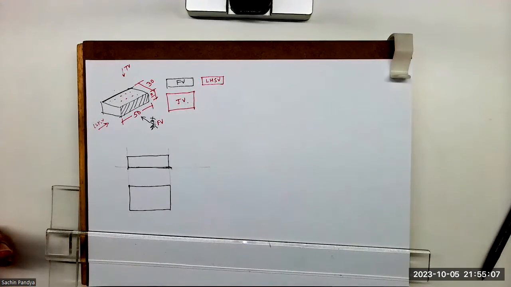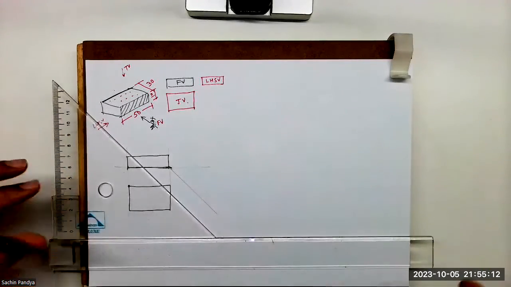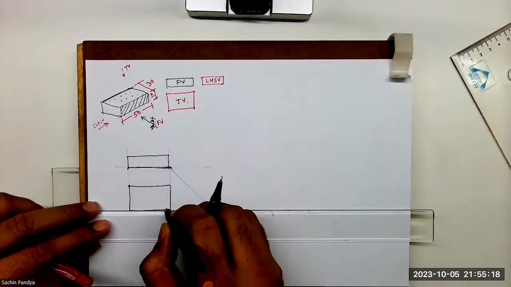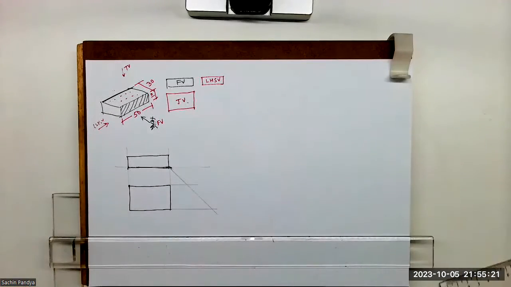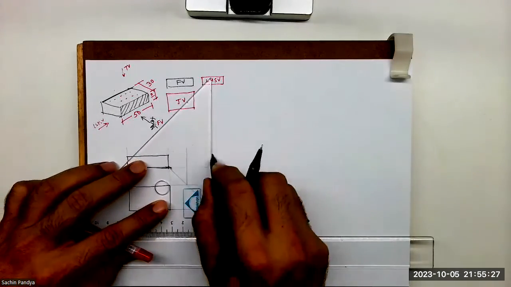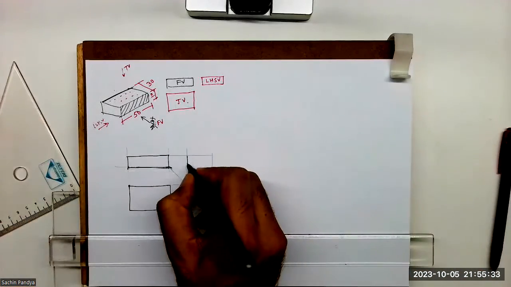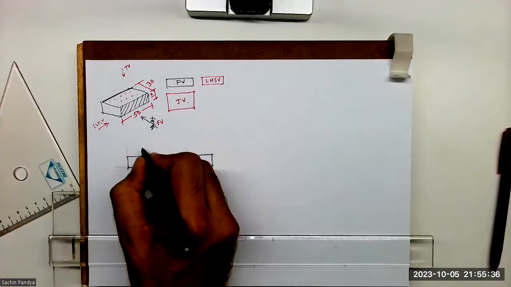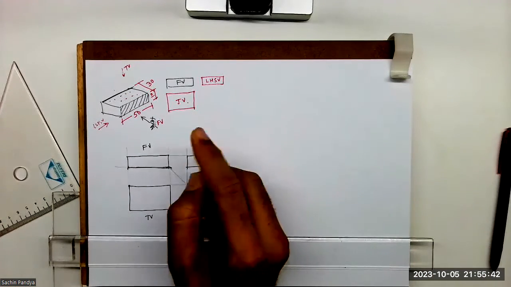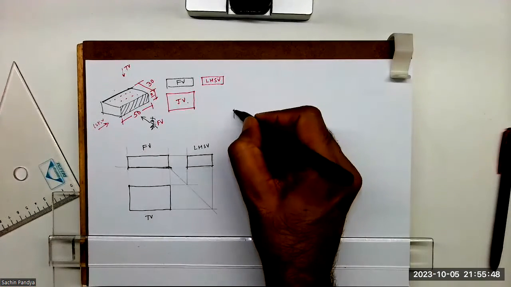Then I have to use a 45 degree set square and take 45 degrees from this point, from the bottom of the front view. Then I extend this like this, and wherever it intersects, from that point I will go up. So what I'm doing is drawing the side view. So this is the side view. This is what we are drawing. We have converted 3D into 2D orthographic, right?